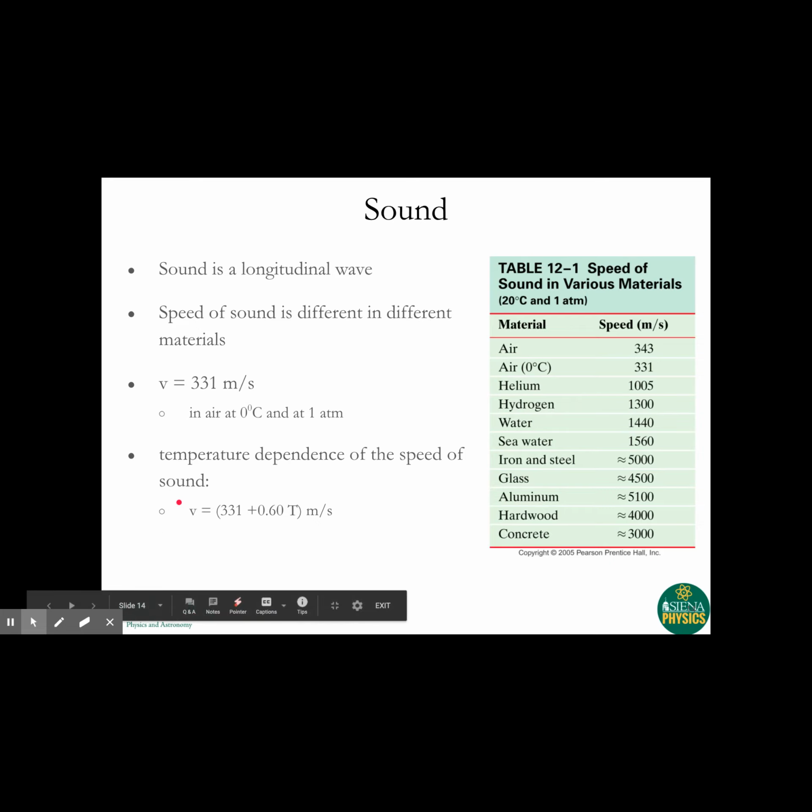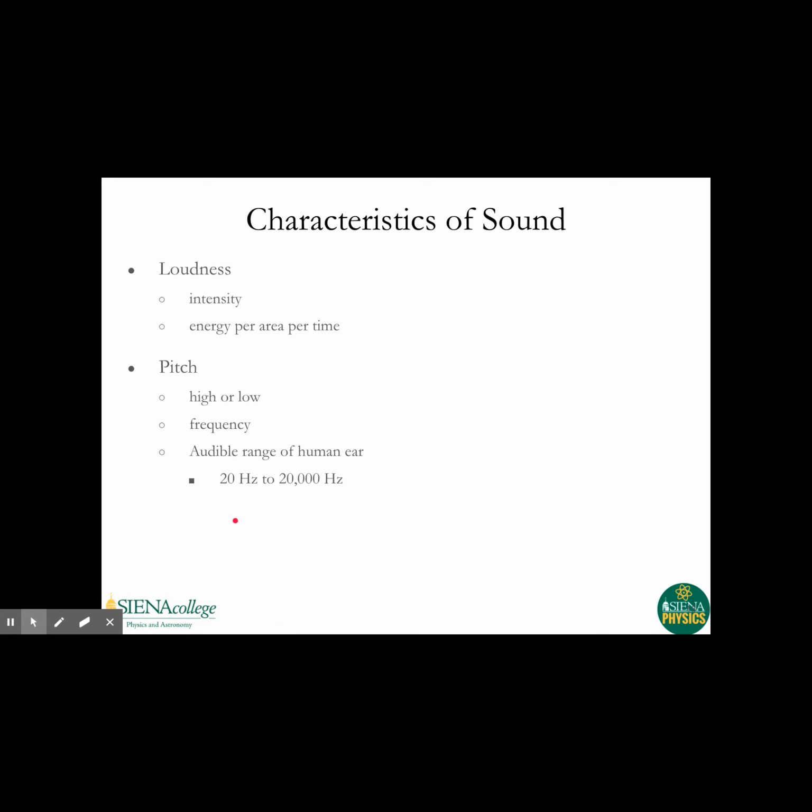And we can see that our temperature dependence for speed, actually, you can use an equation to calculate it. So V is equal to 331 plus 0.6 times the temperature meters per second. So we can actually calculate this 331 by looking at here, right? If our temperature is 0 when we plug in 0, then our speed is just 331.